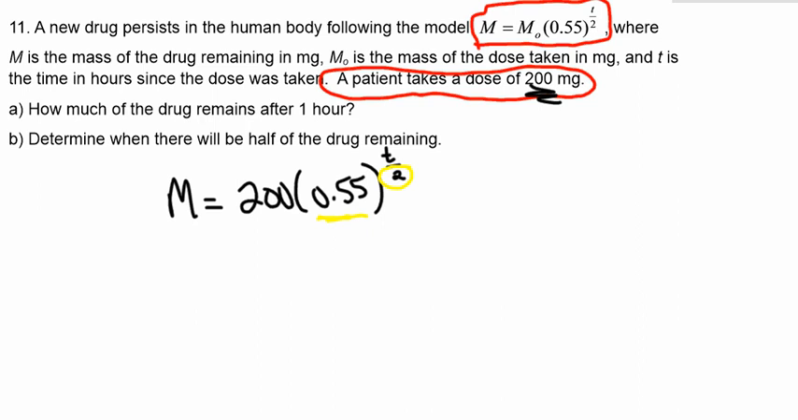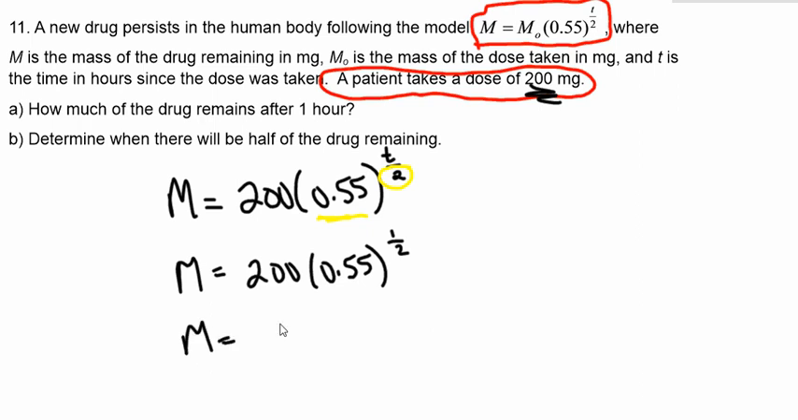So the first question is really straightforward. All it says is how much of the drug remains after an hour. So I just need to let t equal 1 and do my calculations. So after 1 hour, this is the math I need to do. In my calculator, I'll do 0.55 to the exponent half, which of course means I'm just taking the square root.